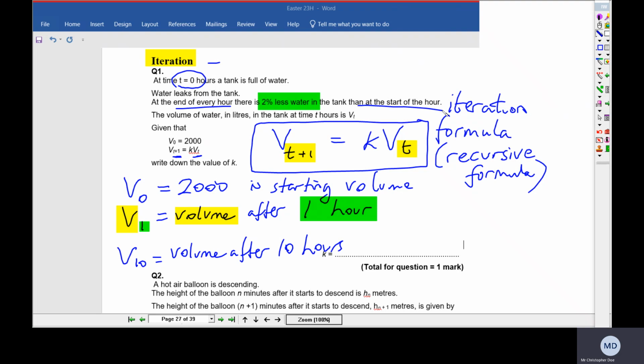What number means 2% less? And it's not -2, it needs to be a multiplier. You can't just subtract 2. 2% less, 2% less, I want a multiplier. Amelia, multiplier?